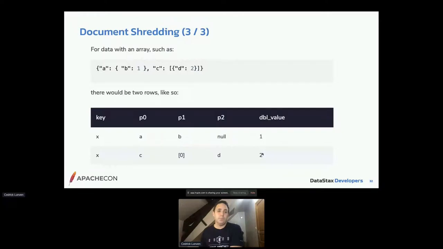Now, if you need to update part of the document, you will probably just create some limited tombstones because you will only update one of the rows if you change only one of the values. And if you want to delete the document, you will do a tombstone at the partition level. So again, to reduce the tombstones.